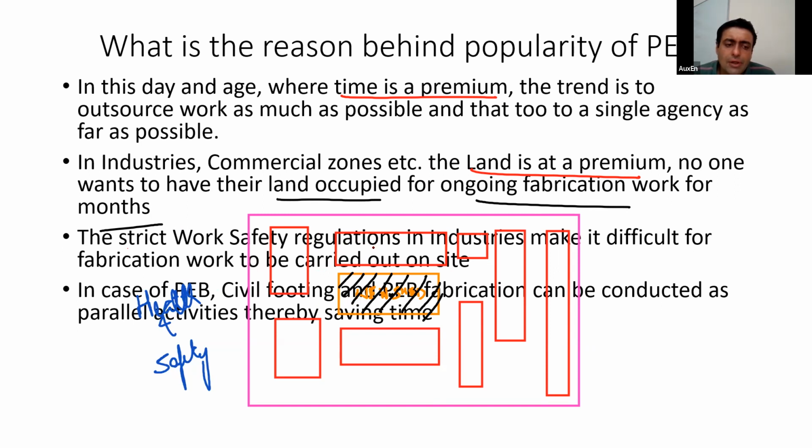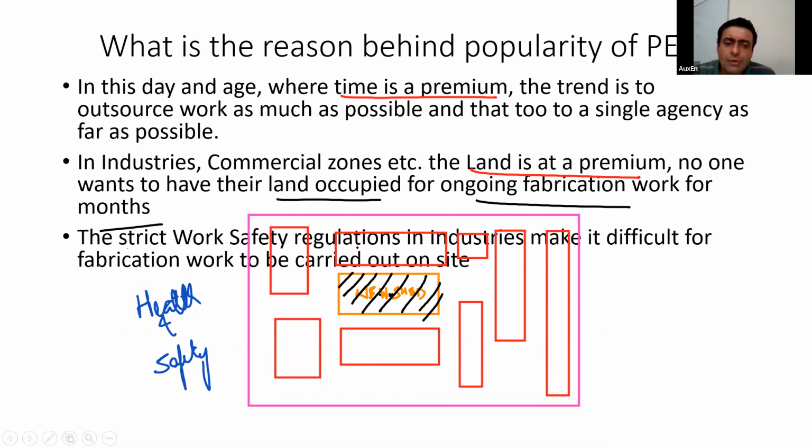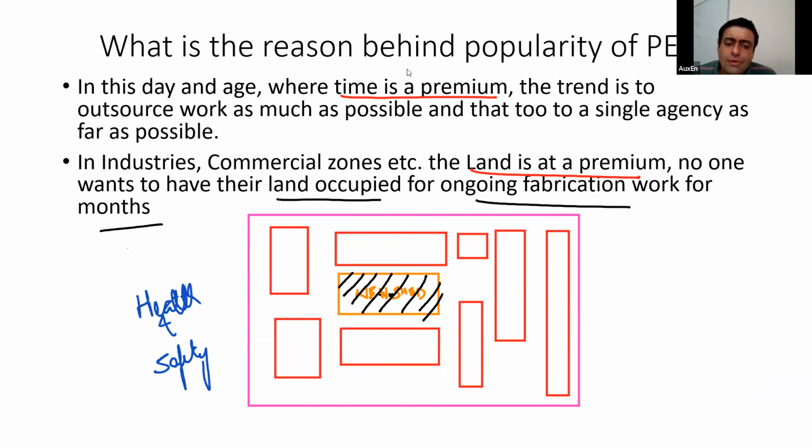In case of PEB, you can actually do parallel activities. So how can you do parallel activities? If you were going to do it by the conventional method, what would happen? Let us say this is an industrial complex. You don't have much space anywhere. So what you would first have to do is maybe do your footings. Then you would call your agency. That agency will do the fabrication work, and then that agency will do the erection and assembly work.